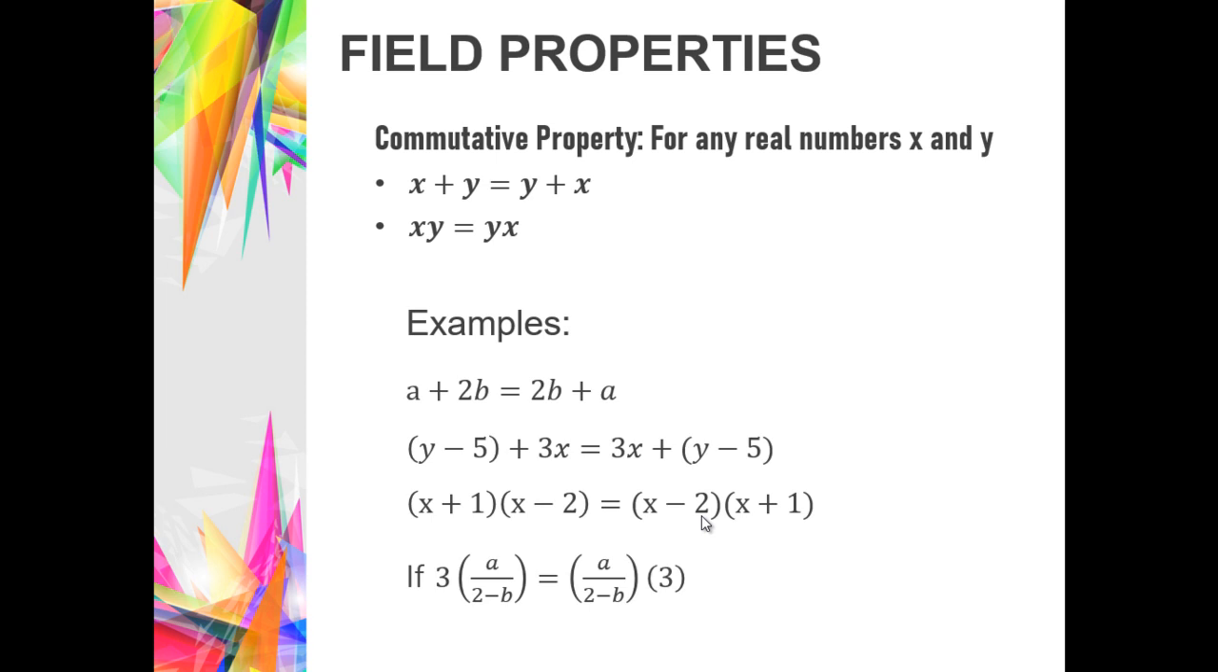Okay? And then we have 3 times a over 2 minus b, that's also equal to a over 2 minus b times 3. That's the commutative property. Next.